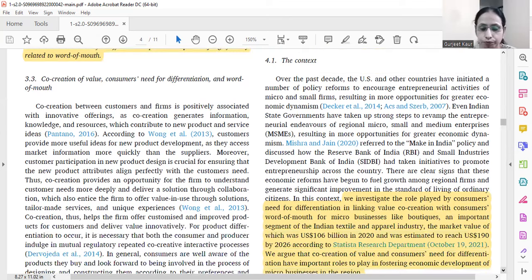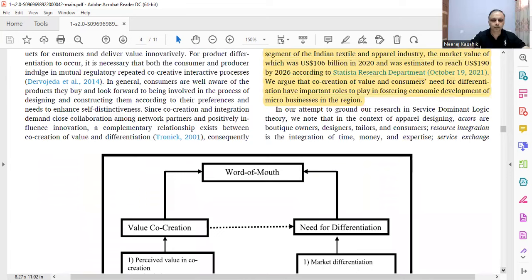Ma'am, can you show your model, please? Yes, sir. So you can see this dotted line. Dotted line means the impact of value co-creation on need for differentiation. Customization is there, but not necessarily would value co-creation always lead to need for differentiation. In our case, because it is a different context, I would say not a new context, but a different context.